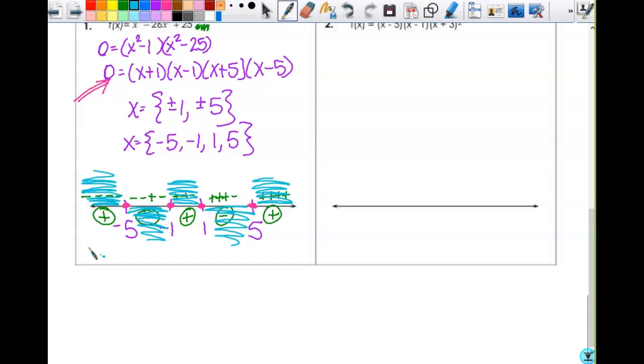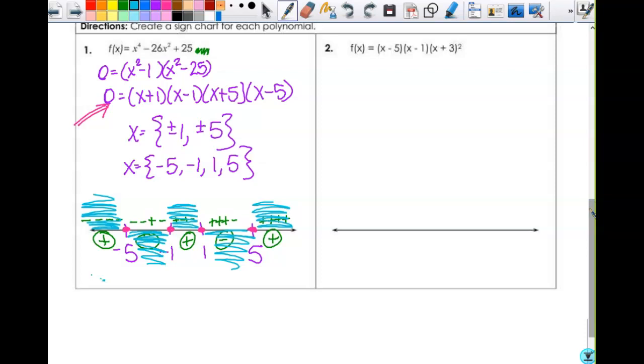Okay. So let's look at number 2. Number 2 is already factored for us. That's nice. So I already have that. I can just come up with my zeros. It's going to be -3, 1, and 5. So when I go to plot these, I'll put a -3, 1, 5. And I'll put my points on there.